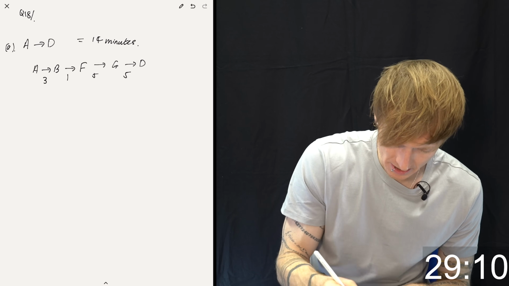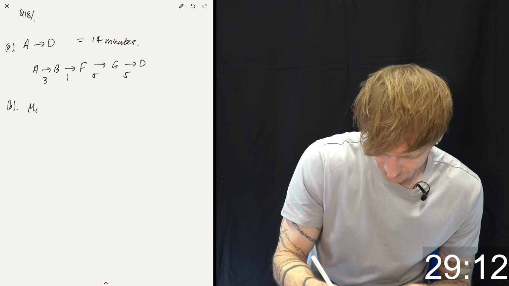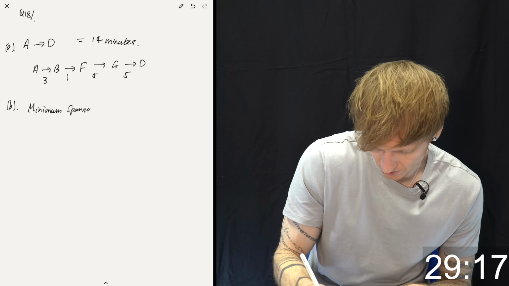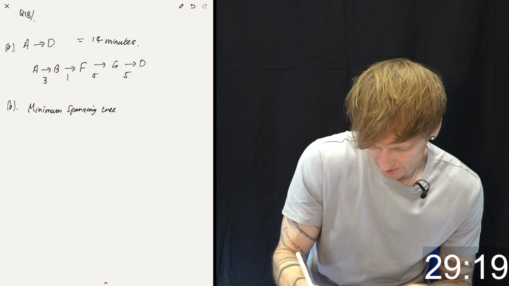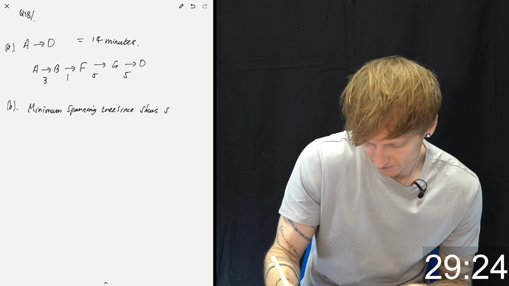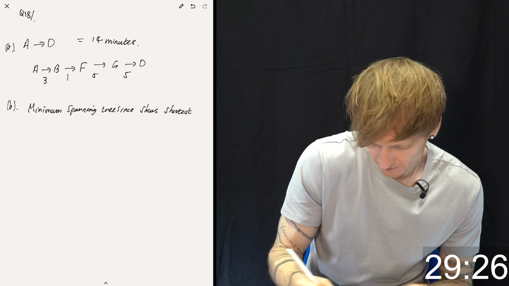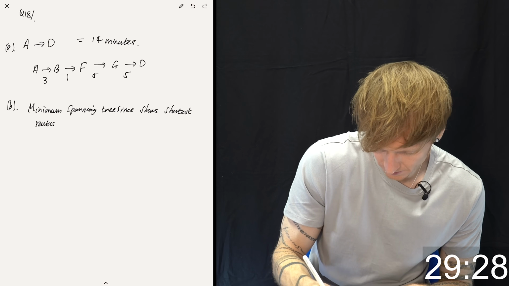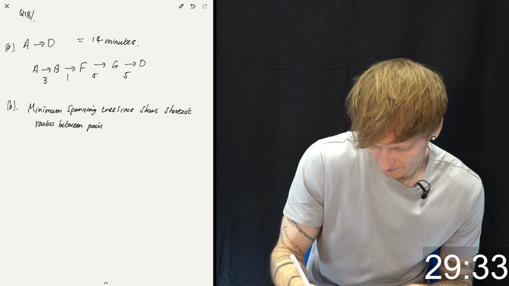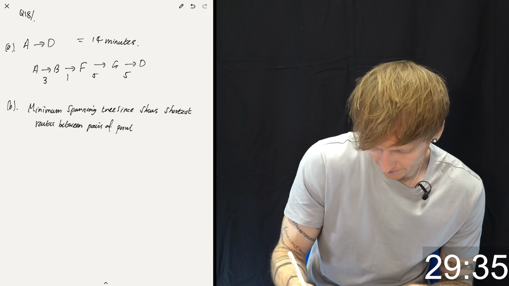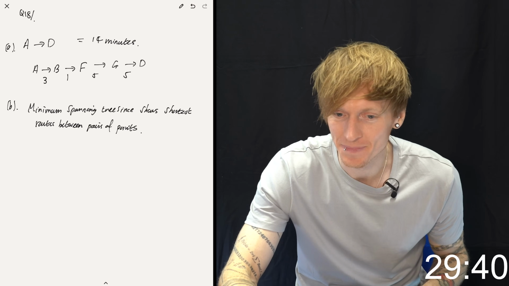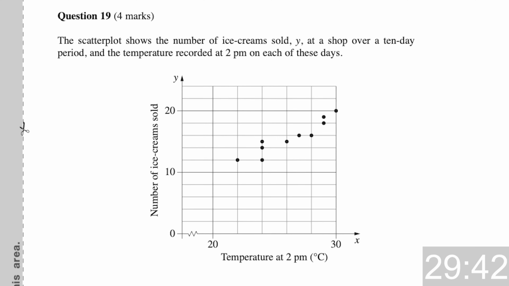So I think it is a minimum spanning tree, since it shows the shortest routes between pairs of points. I think. Something of that nature. Anyway. All right, let's move on.